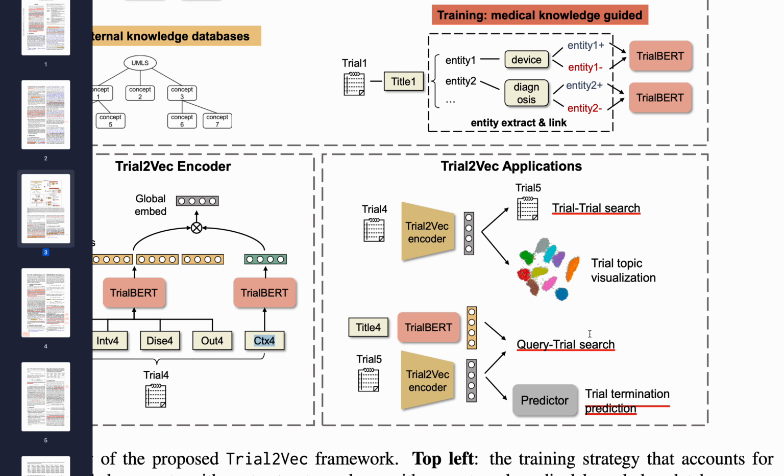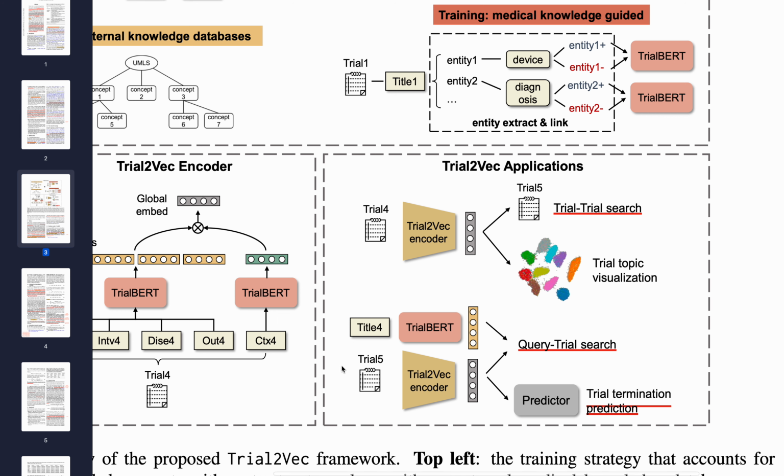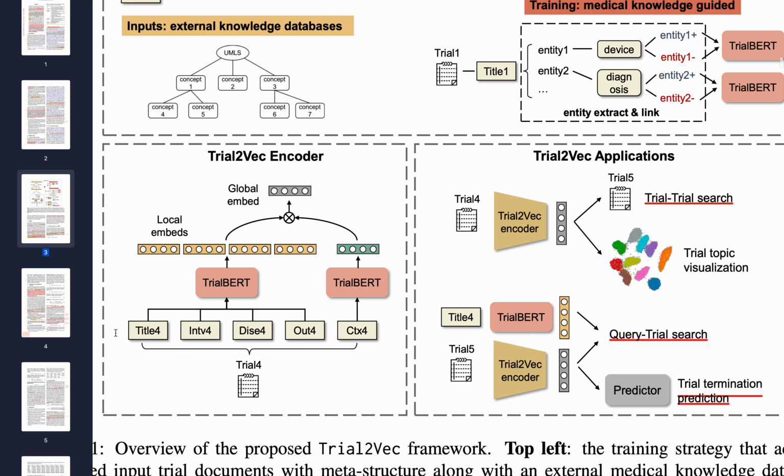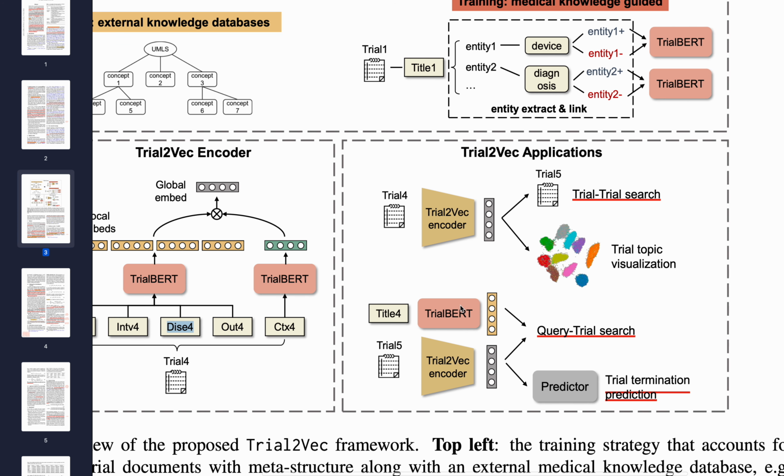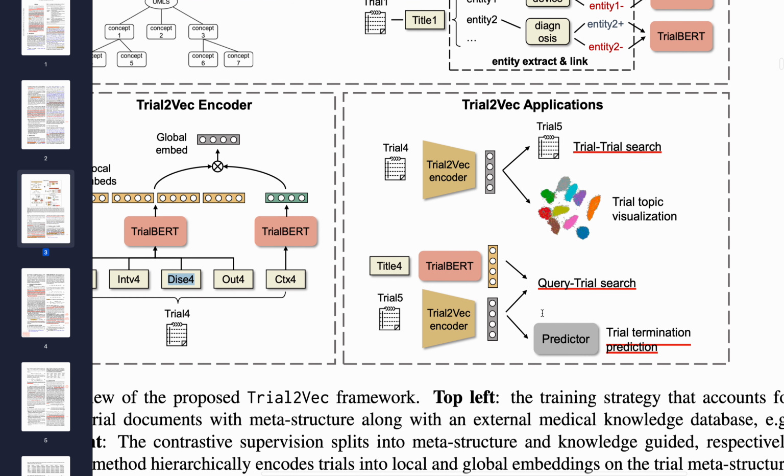The second application is query trial search, where the user can provide some partial information to form a query, which is not the entire trial, but maybe just the title of the trial, along with intervention and/or disease or some other fields. And then that can be used to create local embeddings, and then we can do similarity search at local embeddings, maybe a combination of local and global embeddings to find similar trials.